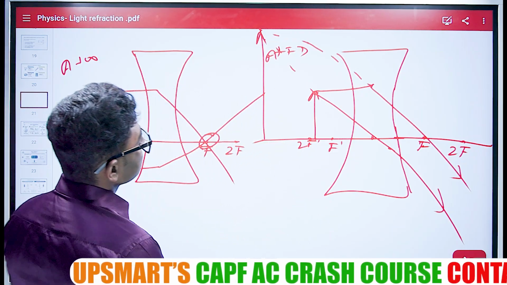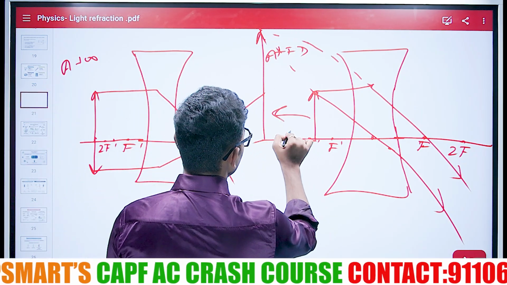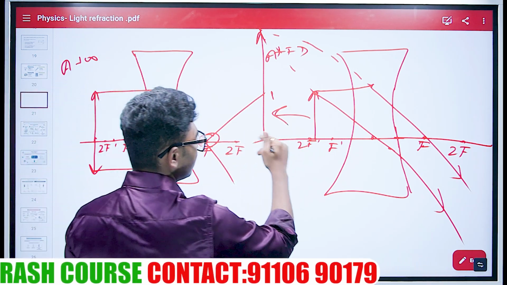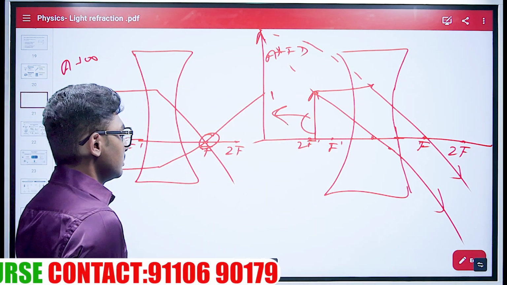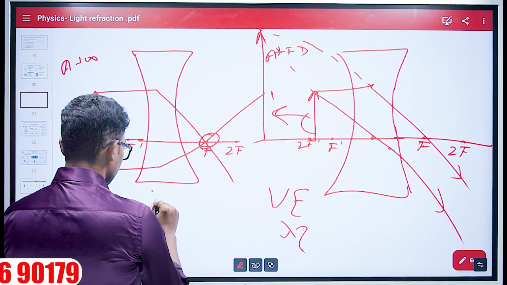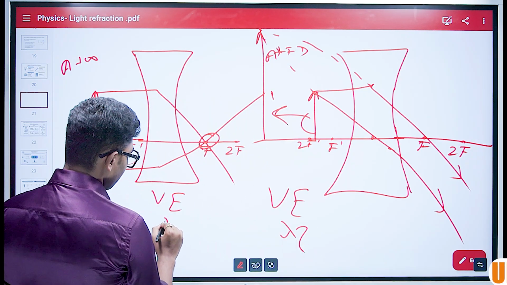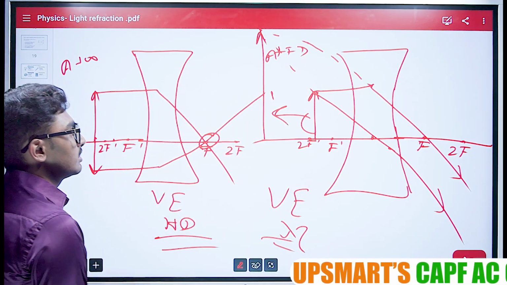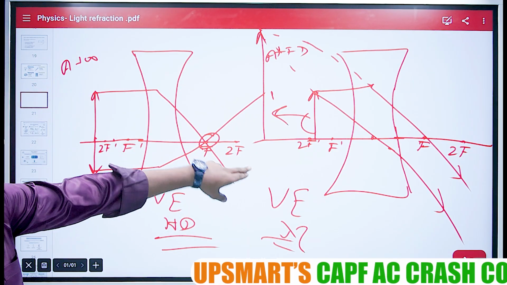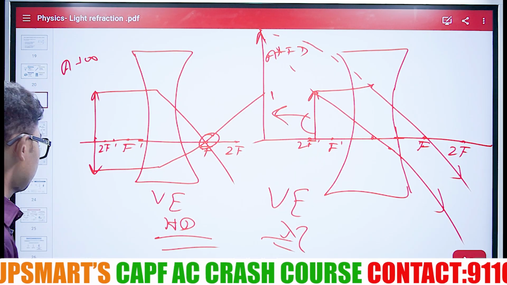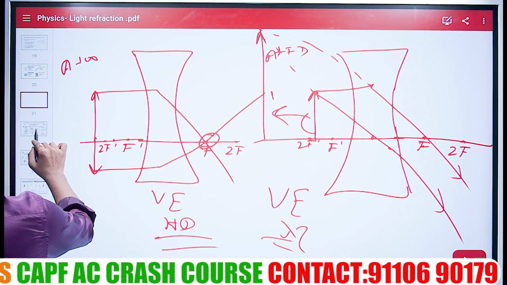In the second case, this is magnified, virtual, erect on the same side of the object. Virtual, erect and magnified image. Here a virtual, erect, highly diminished image is formed. These are the two cases, at infinity and at a finite distance, in concave lens. Remember these two conditions also.